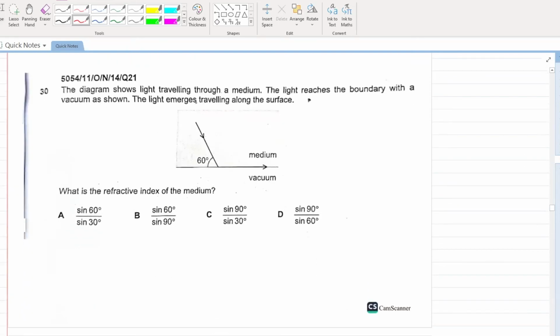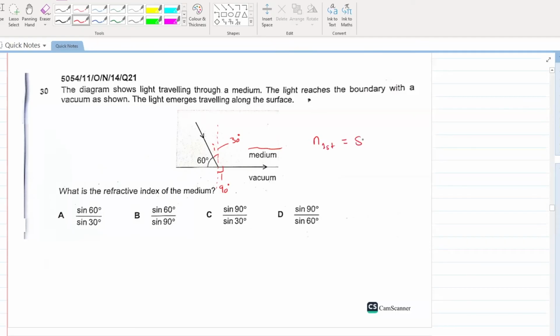The diagram shows light traveling through a medium. This is the medium and this is the vacuum. The light reaches the boundary with the vacuum as shown and emerges along the surface. What is the refractive index of the medium? You have to calculate the refractive index of the first medium. How will you do that? First of all, draw a normal. This becomes your angle of incidence, that is 30 degrees, and this becomes your angle of refraction, that is 90 degrees. So you have to calculate the refractive index of the first medium. What will you do?